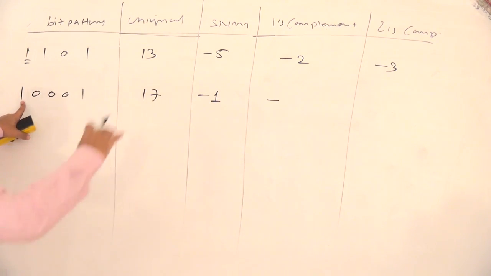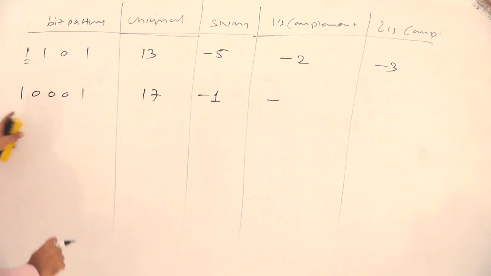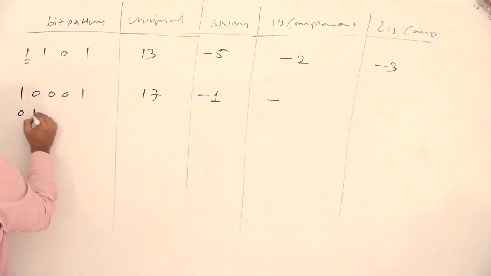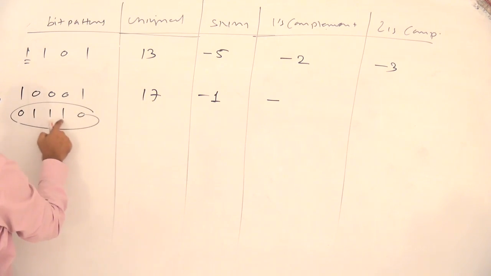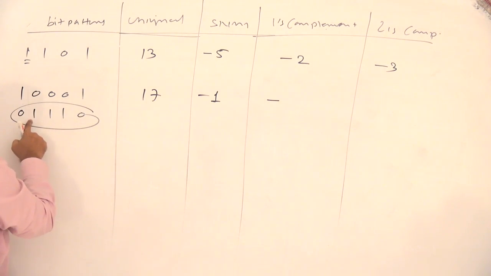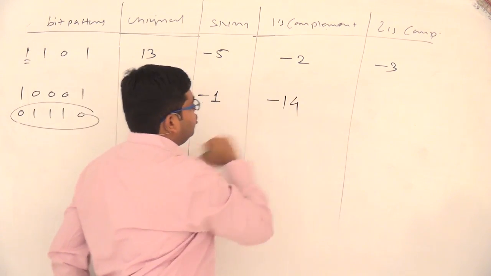Okay, and in order to find out the magnitude, you take the 1's complement of this number. The 1's complement of this number will be 0, 1, 1, 1, 0, and the value of 0, 1, 1, 1, 0 is equal to 14. Fine. So it means it is minus 14.